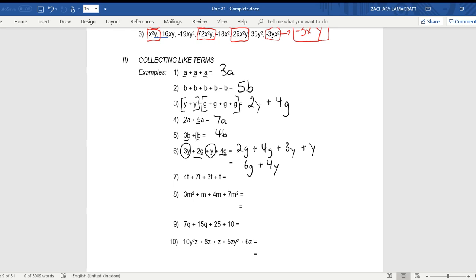For our next one, we have all t's, except the numerical coefficients are different. So we just add those coefficients. So 4 plus 7 is 11, plus 3 is 14, plus 1 being 15t would be our answer.